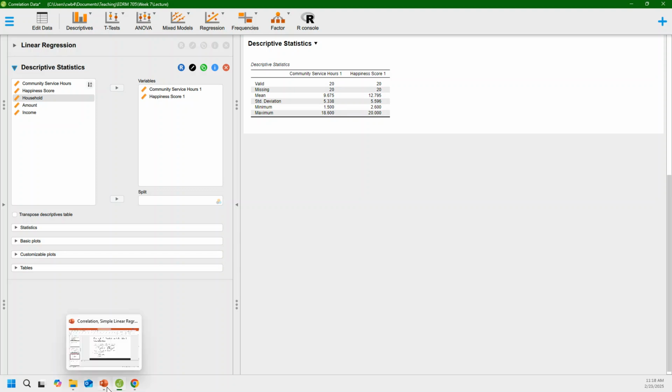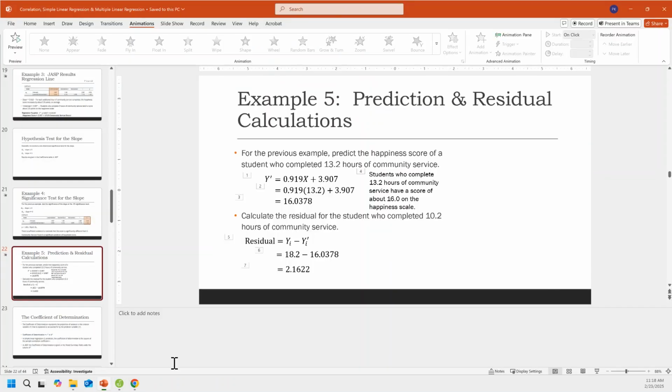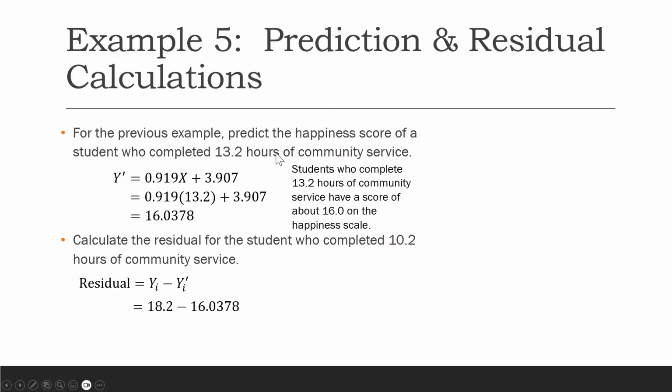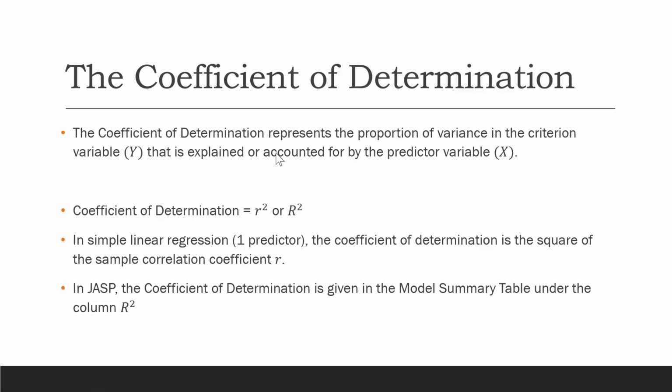All right. So next, what we want to do is talk about whether our obtained regression model is a good model or not. And that leads us to what we call the coefficient of determination. The coefficient of determination represents the proportion of variance in your y variable that is explained by or accounted for by the predictor variable x. So how much is x explaining the variation in that y variable?